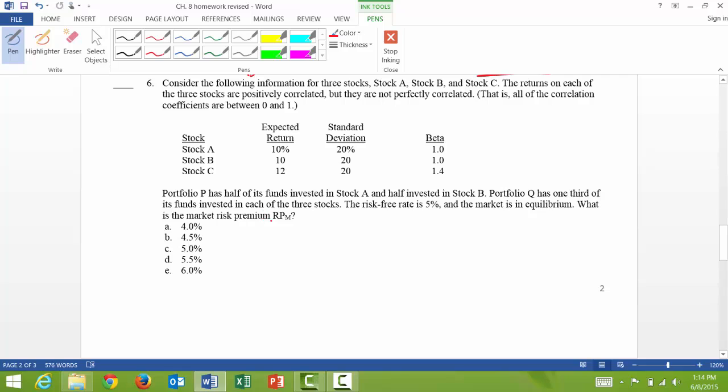Portfolio P has half of its funds invested in stock A and half is invested in stock B. Portfolio Q has 1/3 of its funds invested in each of the three stocks. The risk-free rate is 5%, and the market is in equilibrium. So what is the market risk premium?